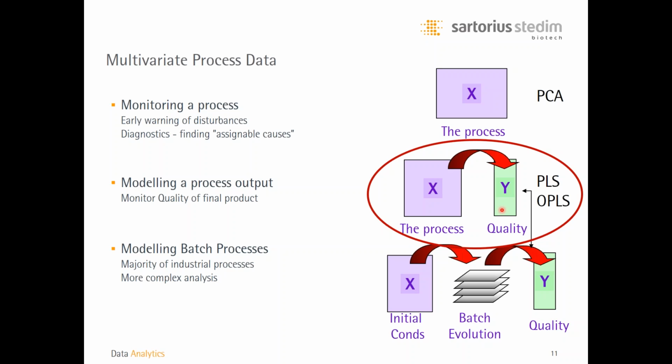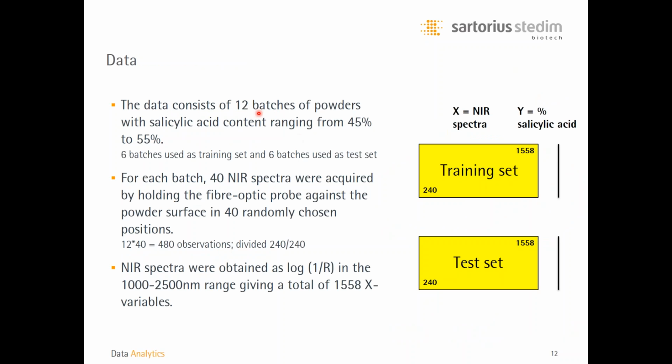different batches of powders. So the total data set contains 12 batches of powders where the salicylic acid content ranges from 45 to 55%. 6 batches were positioned in the training set, and the other 6 batches were positioned in the test set. And for each batch, 40 NIR spectra were acquired, and they were acquired by modifying the positioning of the fiber optic probe against the powder surface in 40 randomly chosen positions. So the total number of spectra was 480, 12 times 40, and 240 of these spectra went to the training set, and the other 240 went into the test set.